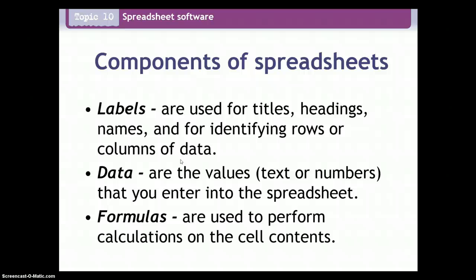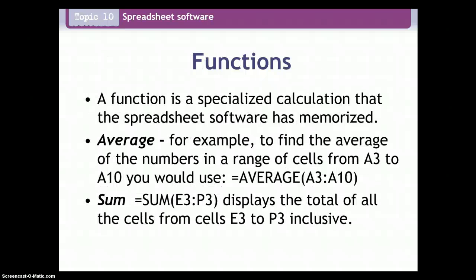And formulas are used to perform calculations on the cell content. So we can use a formula to multiply how many hours somebody has worked by how much they earn per hour, and that will give us a calculation of how much they've earned. A function is a specialised type of calculation that the spreadsheet software has memorised. So for example, an average, if you want to get an average, instead of adding everything together and dividing it by the amount that there are, we can use the formula equals average, put the cell reference in, and it will do it for us.